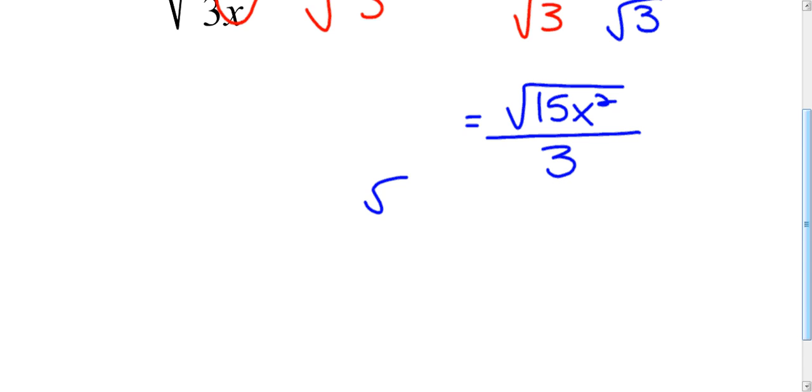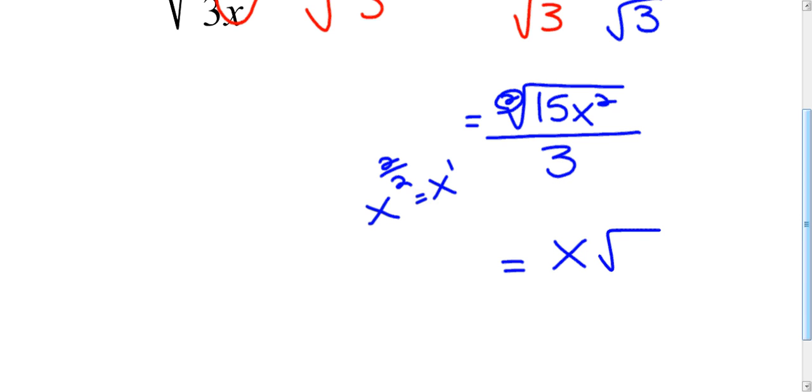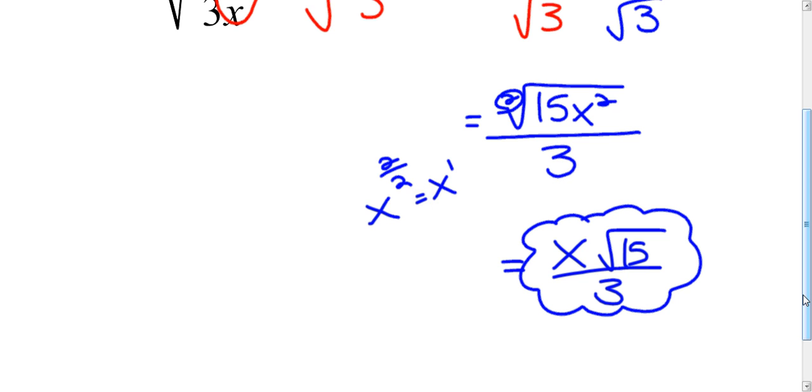The square root of 15, if I prime factor that, I would have 3 and 5, but neither of those are perfect squares, and I don't have partners to leave the house with, so I can't do anything there. But I can remember that there's this 2 right here, and I can rewrite that x squared on the inside as x squared over its index, which becomes x to the 1st on the outside. So this whole thing can simplify as x times the square root of 15 over 3. Okay, and that should be your answer there.